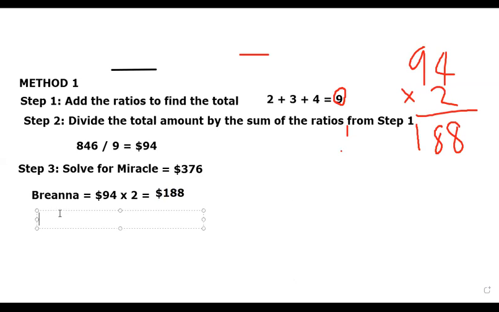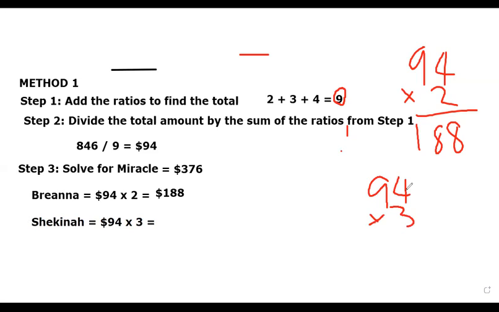We have one more person that we're interested in, and that person is Shekinah. Let's see what Shekinah gets. So again, 1 part, $94. We are told that Shekinah gets 3 parts. So we'll do 94 multiplied by 3. Let's work that out and see what that gets us. 94 multiplied by 3. And that should be a multiplication sign, sorry. 3 4s are 12. 3 9s are 27. 28. Okay, so we worked out here that Shekinah gets $282.